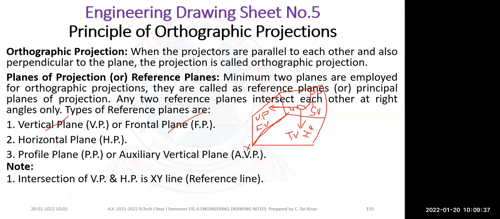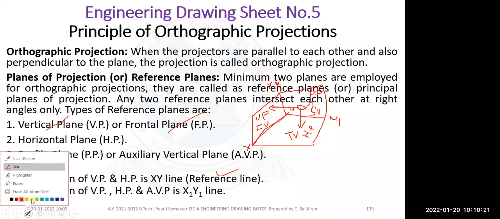So there are a total of two planes, the vertical plane and the horizontal plane. If you want to see the side view, you need to add one more plane called the profile plane. Wherever the VP and HP are touching, that is called the XY line, which is called the reference line. And the intersection of VP, HP, and PP: wherever the vertical plane, horizontal plane, and profile plane are touching, that is called X1 Y1. This is X1, and this is Y1. That is the line.